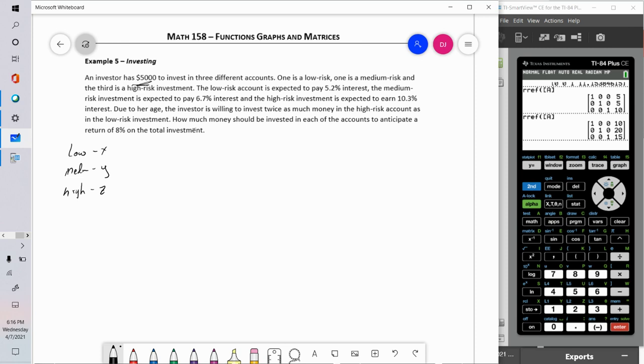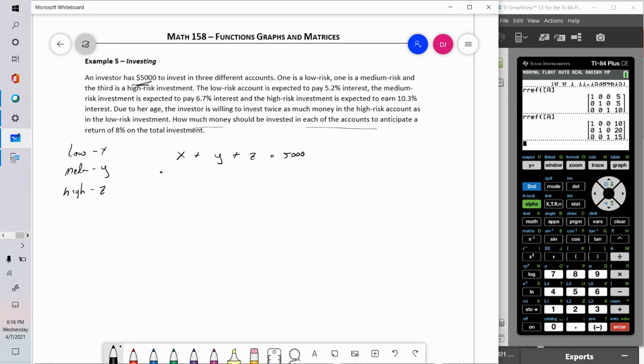Notice the question at the end is going to be how much money should be invested in each of the 3 accounts. So the number of dollars I invest in the low risk plus the dollars invested in the medium risk plus the dollars invested in the high risk should be a total of $5,000 invested.